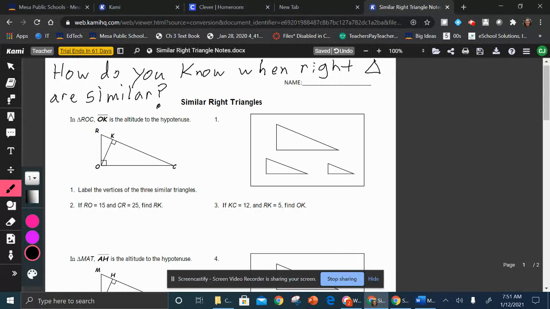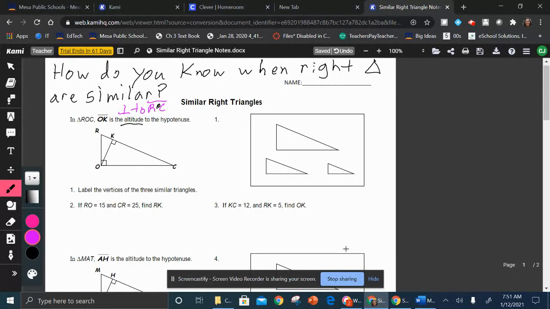Okay, so we look at triangle ROC. RK is the altitude to the hypotenuse, which means, everybody, that it's perpendicular to the side RC. So it's perpendicular to the side. What we have right now, if you look, is two smaller triangles and then one large right triangle.